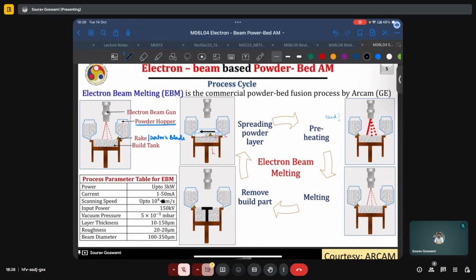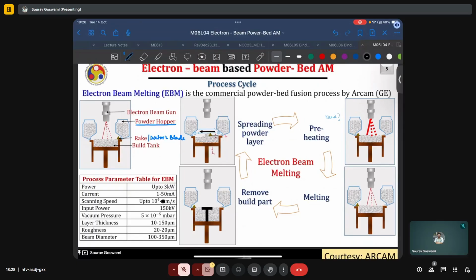The input power is typically 150 kilovolts. The vacuum pressure, which is required and maintained inside the build chamber, is 5 into 10 power minus 5 millibar, which, if we will recall, is in the same range as the vacuum required in the working chamber of any electron microscope, such as an FESEM. Whereas in the gun chamber, the vacuum is much higher, typically of the order of 10 power minus 9 millibar or so.